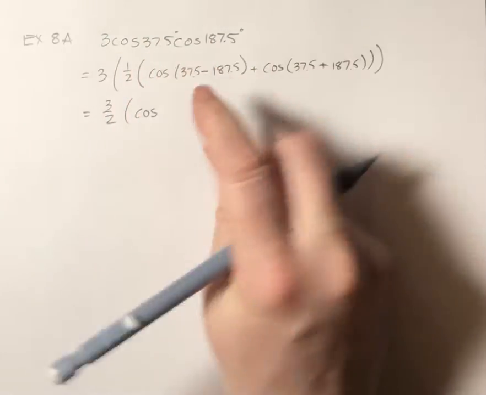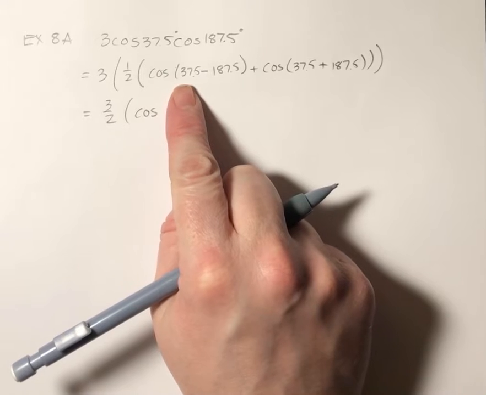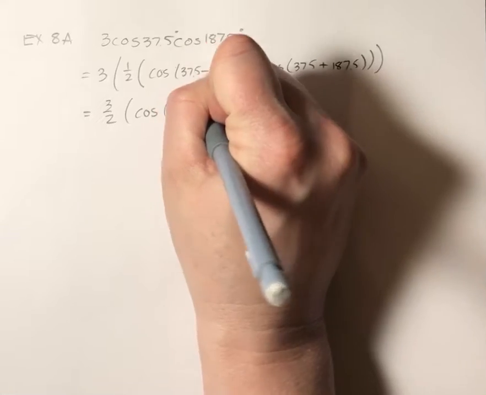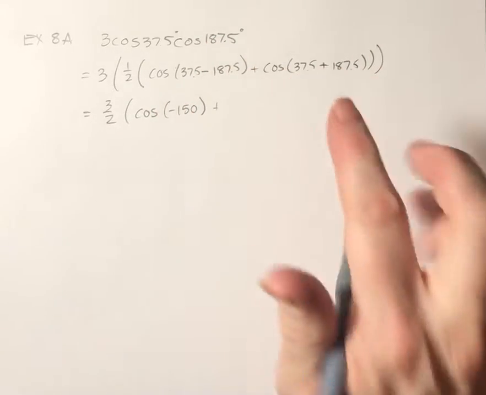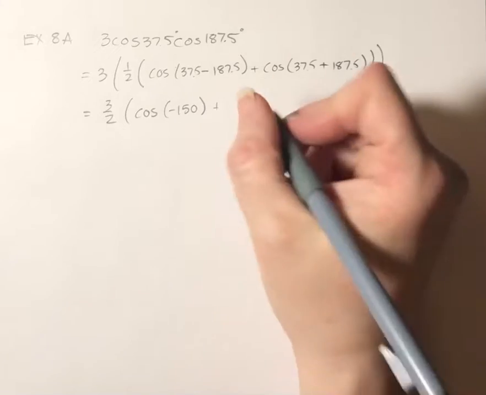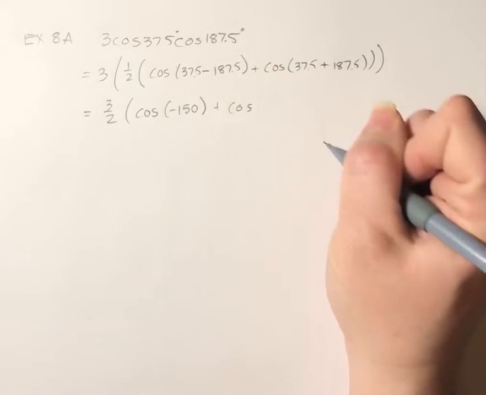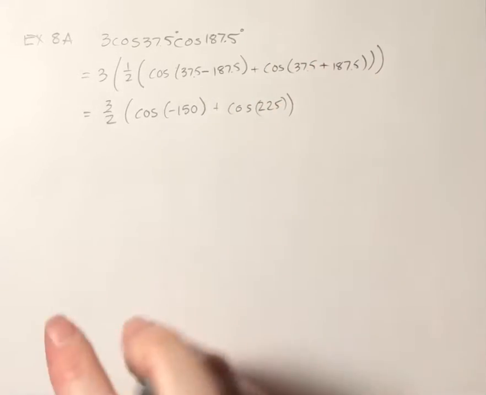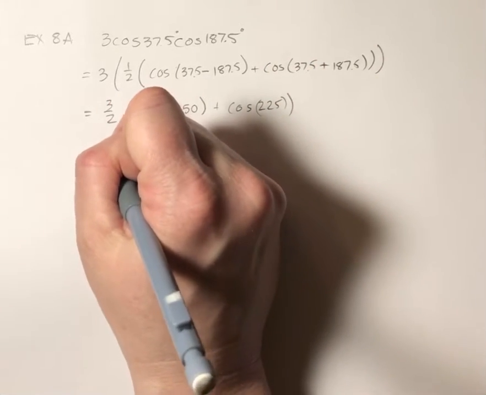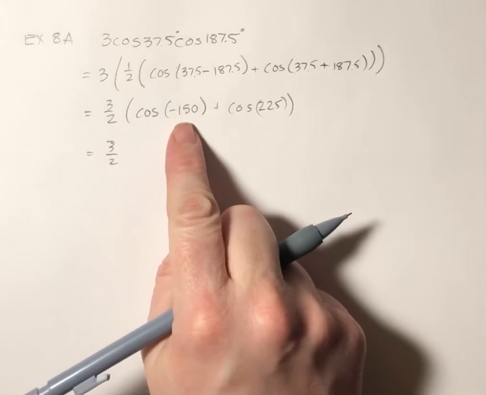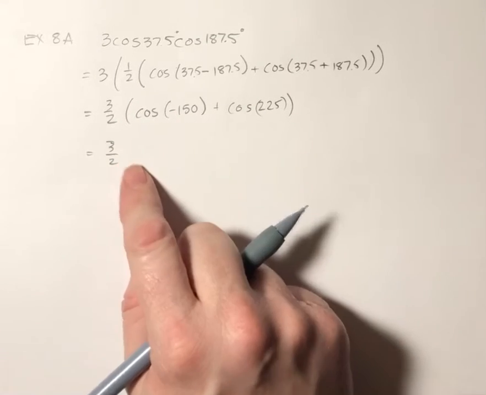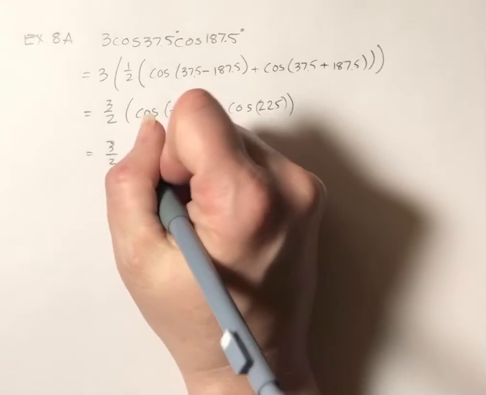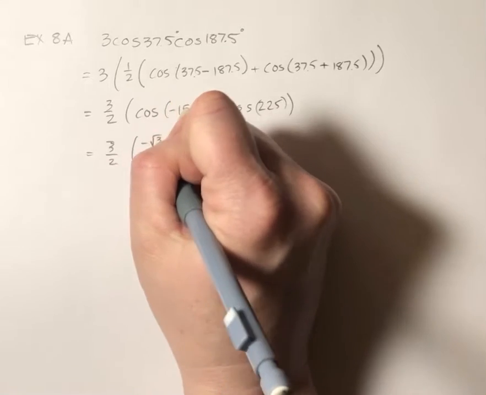And I have the cosine of 37.5 minus 187.5, which is a negative 150. And then 37.5 plus 187.5 is 225. So the cosine of negative 150, this puts us in quadrant 3 with a 30-degree reference angle. So it's a negative square root of 3 over 2.